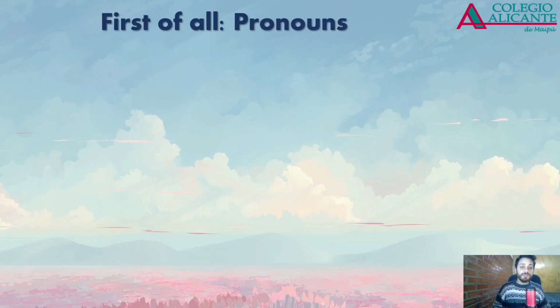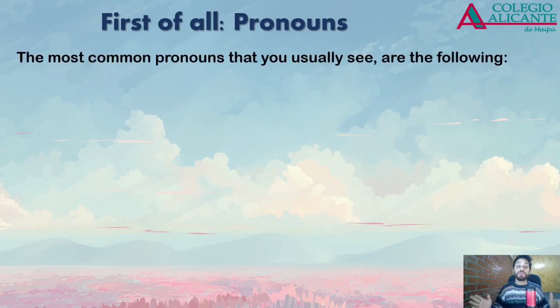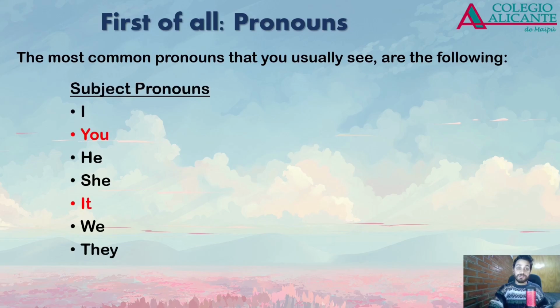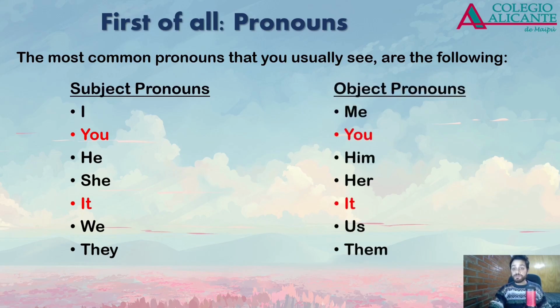Whenever you study something new, it is very important to recall what you already know, your previous knowledge. The most common pronouns that you usually see and use are the following. Subject pronouns: I, you, he, she, it, we, and they, very common. And of course, object pronouns: me, you, him, her, it, us, or them. We're going to explain the use of each one of these so you can remember them, alright?